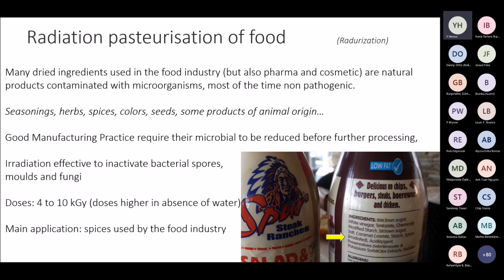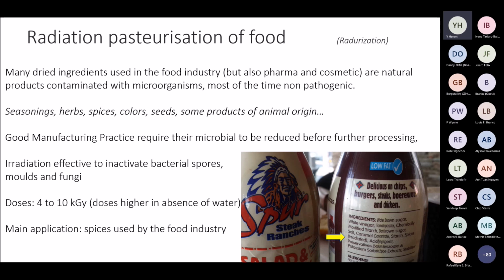Radiation pasteurization of food, in the sense that was given by the word radiation. So you're not aiming at a pathogen, but you want to reduce the microbial load of a product, especially when it is an ingredient. So we know that spices, they are natural products. So as natural products, they are naturally contaminated by a number of microorganisms. And good manufacturing practice will require you to be very clean in your process, etc. So you cannot use dirty ingredients and contaminate the whole vat of sausage meat that you are preparing, for example.